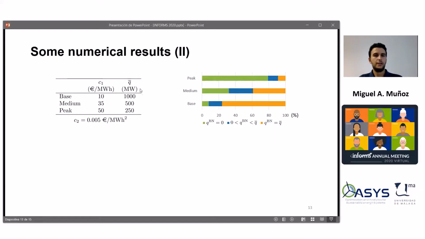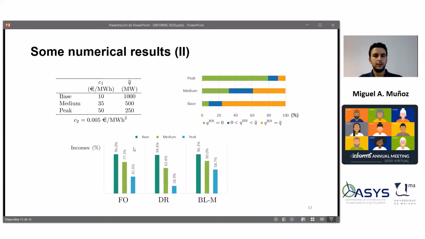We have different cases. For example, a base power plant has a low fuel cost and a high capacity, while a peak power plant has a high energy cost and a low capacity. We keep the quadratic cost fixed in this case study. We can compute in this chart the optimal offer for all the data points of the training set, and we depict the percentage of points where this optimal offer is equal to 0, between 0 and maximum capacity, or equal to maximum capacity. We can see that in the case of the base power plant, most of the offers are equal to maximum capacity, while as we move towards a peak power plant, most of the offers are equal to 0.